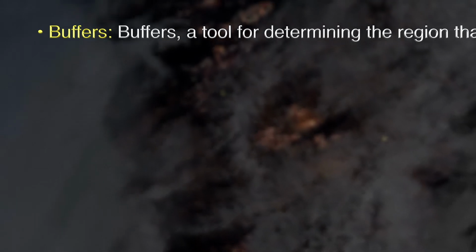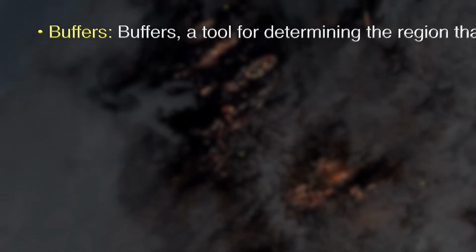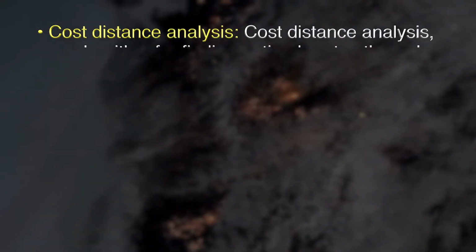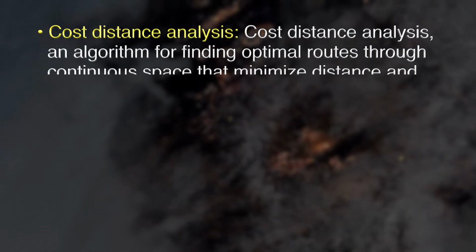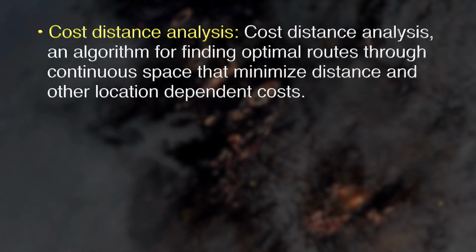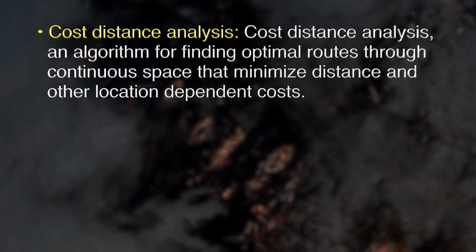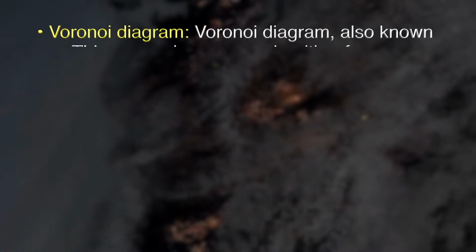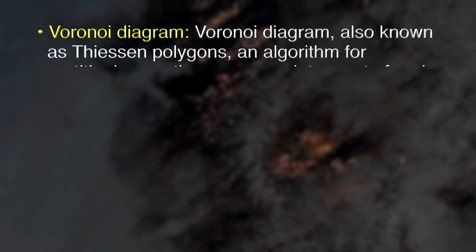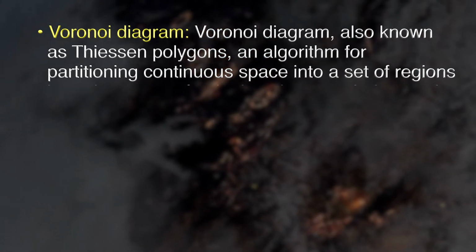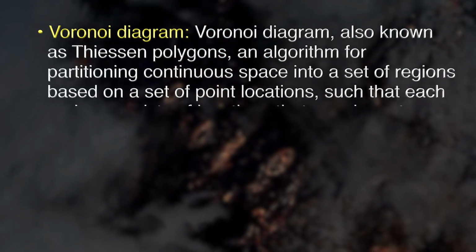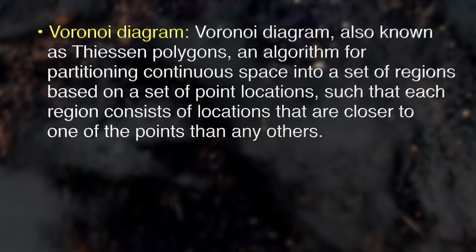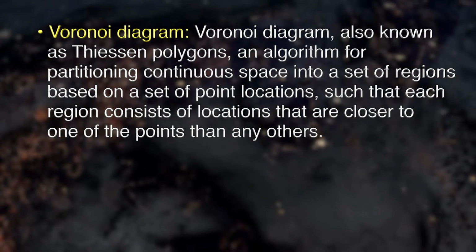Buffers. A buffer is a tool for determining the region that is within a specified distance of a set of geographic features. Cost distance analysis. Cost distance analysis is an algorithm for finding optimal routes through continuous space that minimizes distance and other location-dependent cost. Voronoi diagram, also known as Thiessen polygons, an algorithm for partitioning continuous space into a set of regions based on a set of point locations, such that each region consists of locations that are closer to one of the points than others.